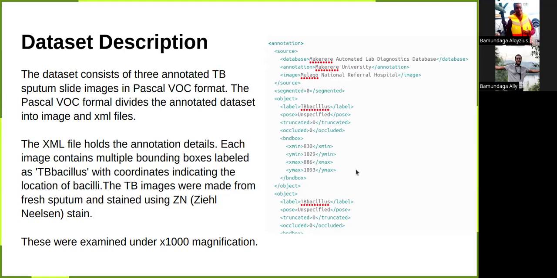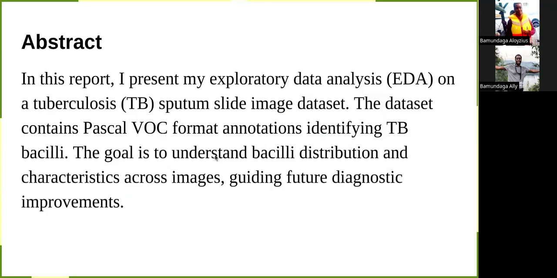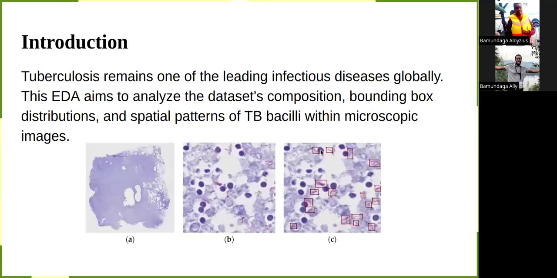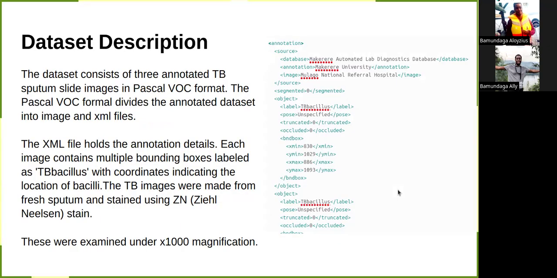So that's the label in case we get any detection. Yeah, so this is a TB bacillus, TB bacillus, TB bacillus. When it comes to the detection, it will show TB bacillus detected. Then we can maybe do a count, and then we can have something quantifiable. Yeah, so if we continue, the XML file holds the annotation details. Each image contains multiple bounding boxes labeled as TB bacillus with coordinates indicating the location of the bacillus.